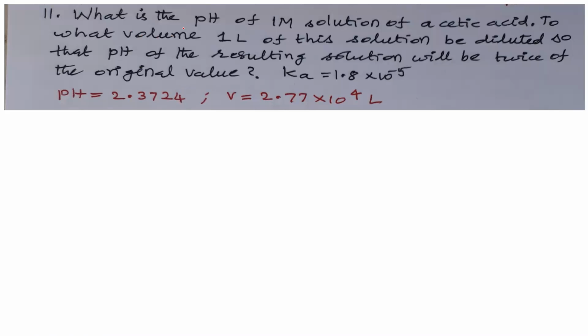Here what is given: what is the pH of a 1 molar solution of acetic acid? So for the acetic acid solution, what is the pH? Here Ka for acetic acid is given as 1.8 into 10 power minus 5. Now they are asking us to find the pH. We can calculate. Acetic acid dissociates to give acetate ion and H plus ion.